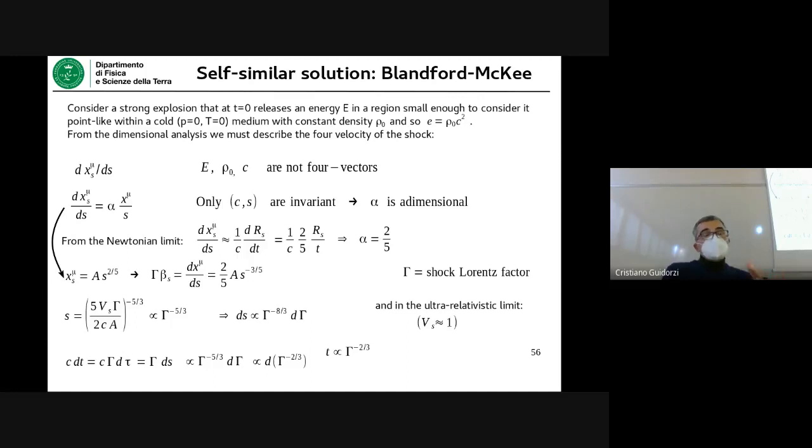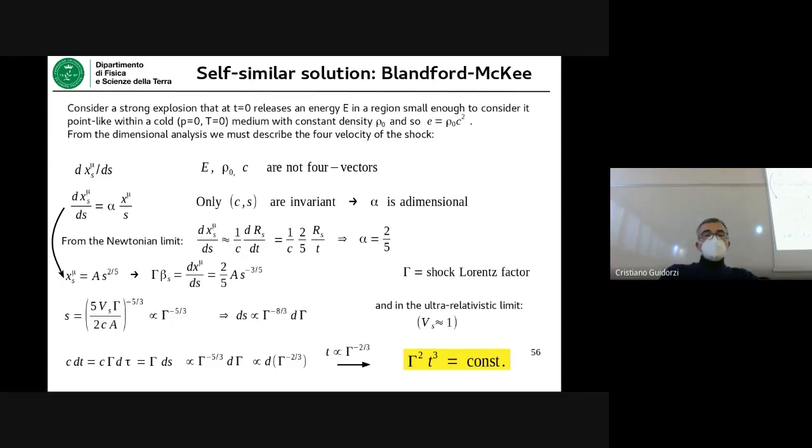But what is describing the motion of the shock as a function of time is not really the velocity. If it keeps being an ultra-relativistic shock, the velocity will keep being close to one, close to c, the speed of light. What instead is more meaningful is the evolution of the Lorentz factor. That is what is telling us how the shock is losing energy. And that's exactly the relation we were looking for.